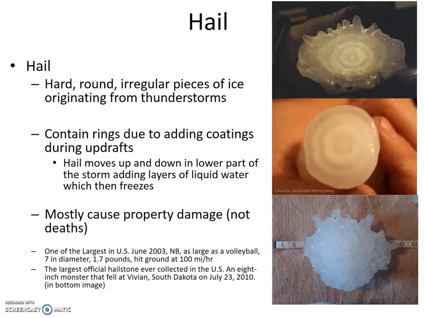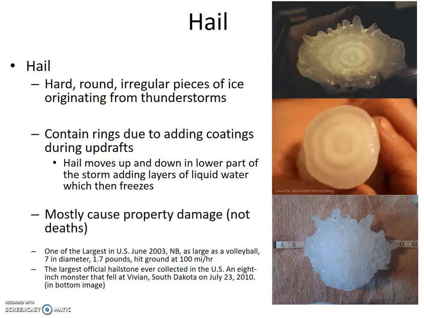Hail is hard. Round, irregular pieces of ice originating from thunderstorms. They contain rings due to adding coatings during updrafts. Hail moves up and down and up and down in the lower part of the storm, adding layers of liquid water, which then freeze. Hail mostly causes property damage and only the occasional death.